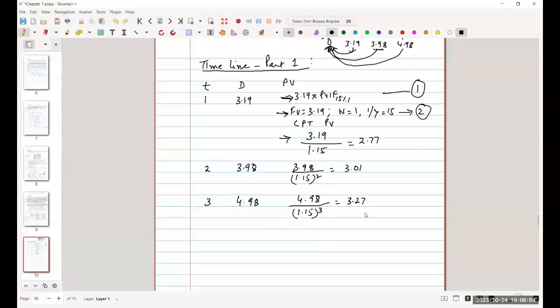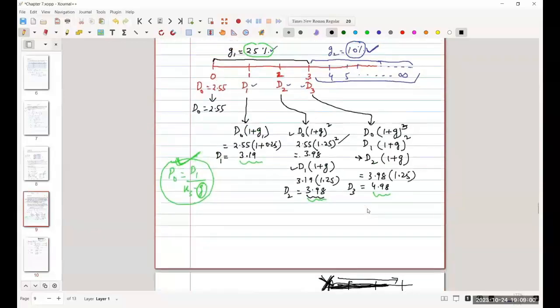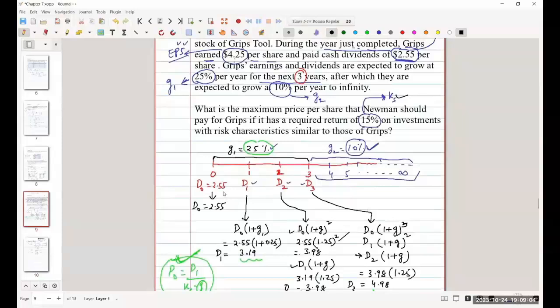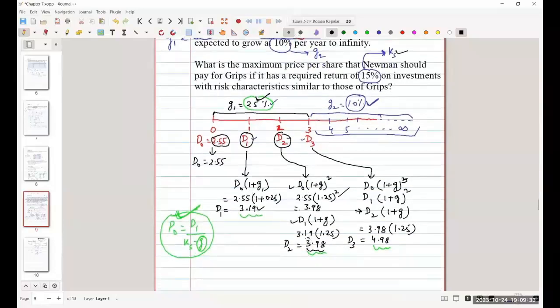Right. So since now I am done with dealing with the first part of the timeline, let's just review it. What did we do? First of all, we noted that in time 0, this much was the dividend that was paid, 2.55. And we know that during this first part of the timeline, the red part, dividends would grow at this rate, 25%. So factoring this in, we calculated the value of D1. We got this. Then we calculated the value of D2, which would be this one. Then we calculated the value of D3, which would be this.